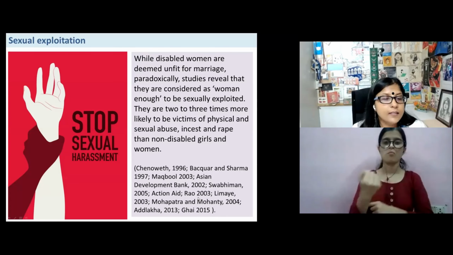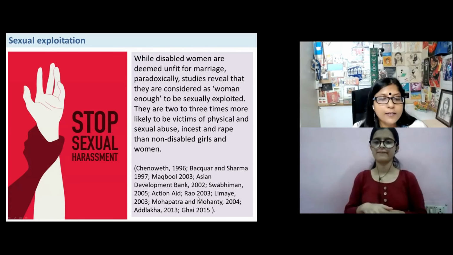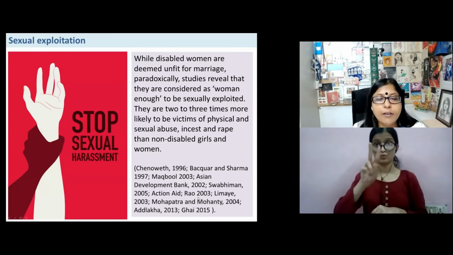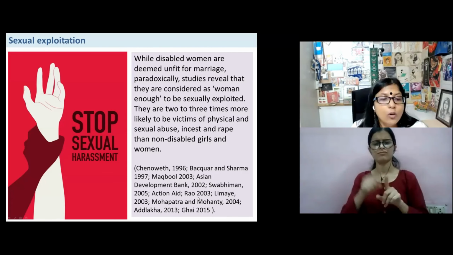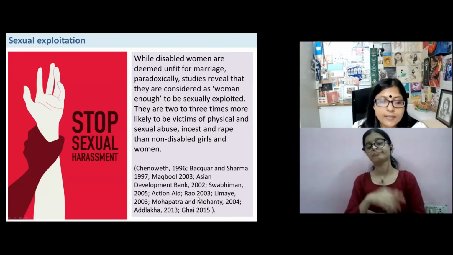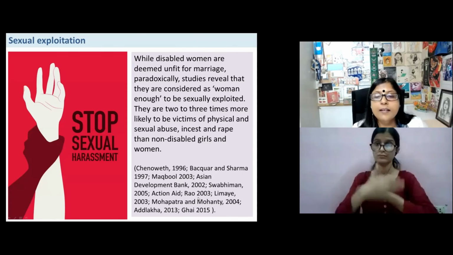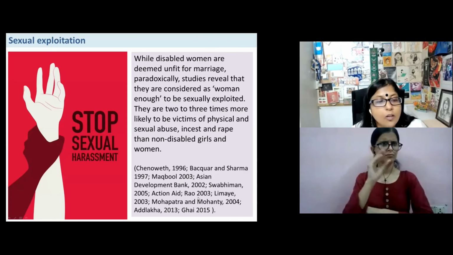As Adlakha says in 2013, offenders do not generally violate those well-respected or equal to them. Consequently, it is not the disability per se which renders these women more vulnerable to abuse. It is the negative social perceptions and stigmatization that actually render them powerless. So not only are women with disabilities less likely to resist, but their general lack of social and economic power may also make them easy targets for abuse.